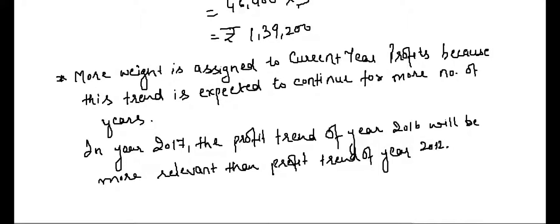Right? And this point is very important. You can write this down. More weight is assigned to the current year profits because the current year profit trend is expected to continue for more number of years. Like in year 2017, the profit trend of year 2016 will be more relevant than the profit trend of year 2012. Clear?